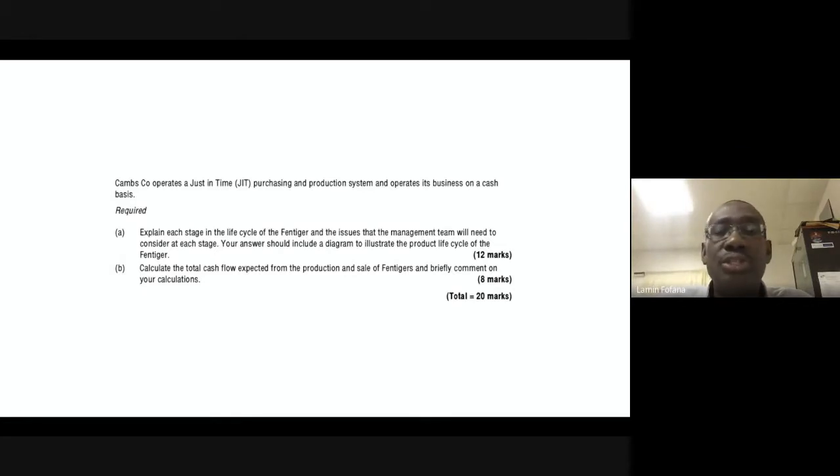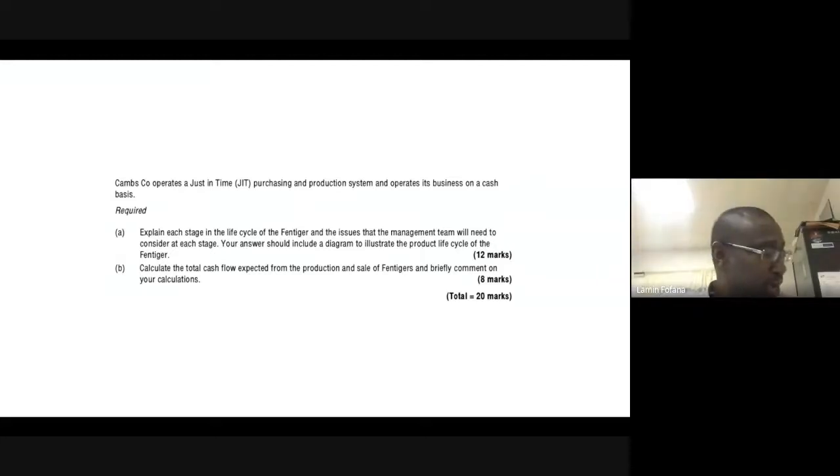Like I said, we're going to continue doing the exam type question on life cycle costing, and that's CAMS company. So we're going to look at CAMS company. The first part of CAMS company is a written part, which is on the various stages of life cycle and how they are applied to the case, how they are applied to the product Fentiga.